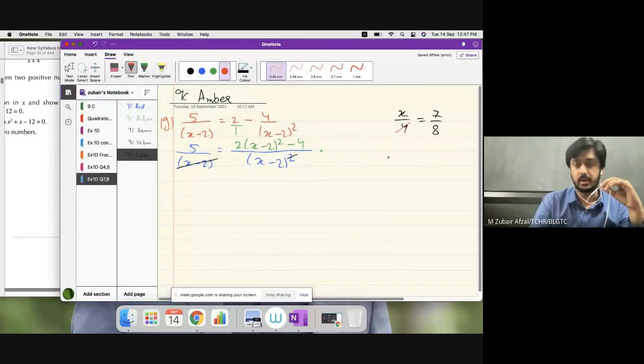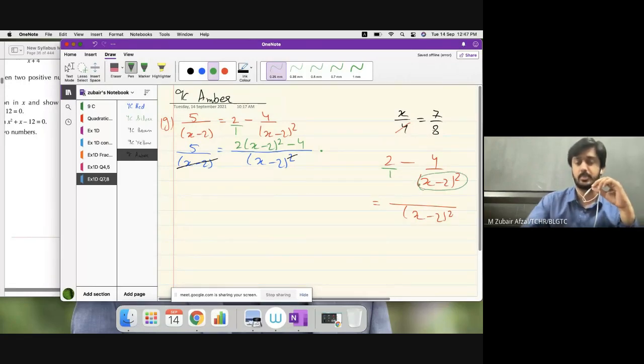We can separate this too: 2 minus 4 over x minus 2 whole square. This is the right side of the equation. So x minus 2 whole square, when there is nothing written, this is 1. LCM was 1 and this expression is x minus 2 whole square. So when we divide x minus 2 whole square with 1 and we multiply the remaining number with 2, that's how you get this in the numerator. This is 2 times x minus 2 whole square.